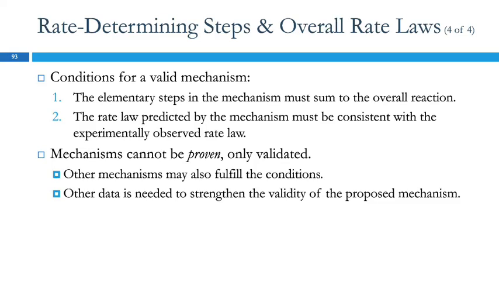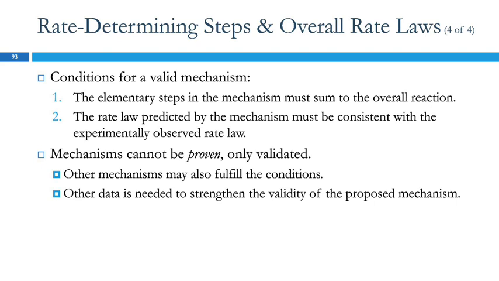These are the conditions for a valid mechanism. The elementary steps in the mechanism have to add up to the overall reaction. And the rate law predicted by the mechanism has to be consistent with the experimentally observed rate law. Elementary steps are chemical equations that describe when the particles actually connect with each other, when they collide and react.